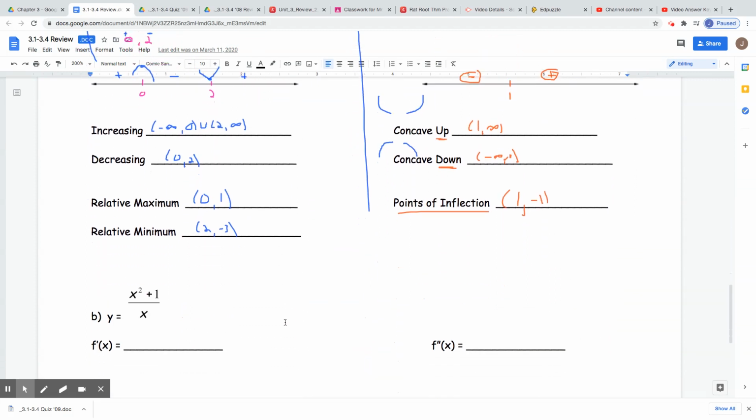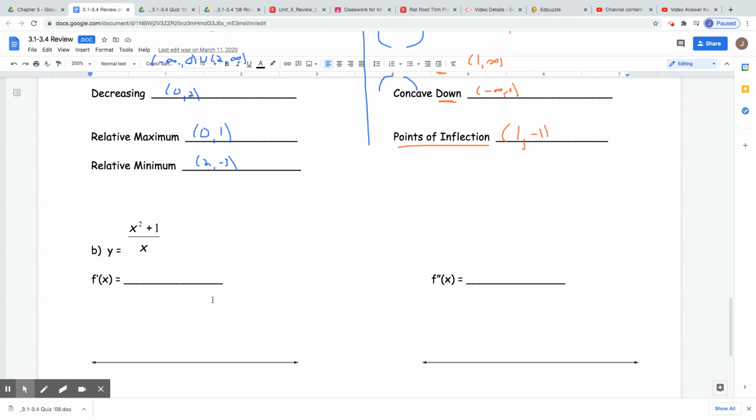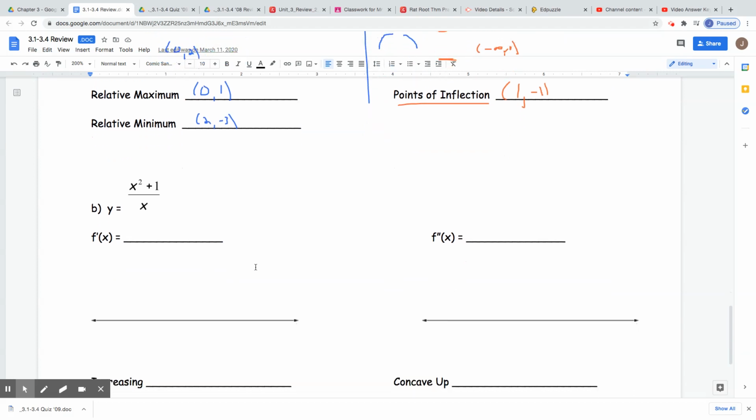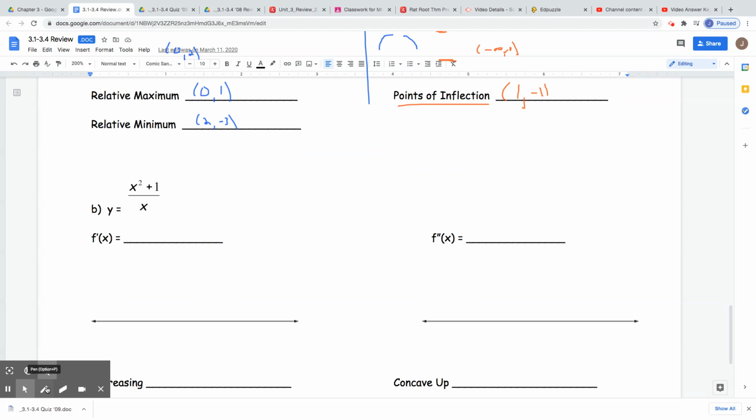All right. So for this one, for these, on a quiz, I will give you what the derivatives should be. The first derivative is (x squared minus 1) over x squared, and the second derivative ends up being 2 over x cubed. I think just having those will eliminate some stress, because if you don't have the right derivatives, you can't get anything else right.